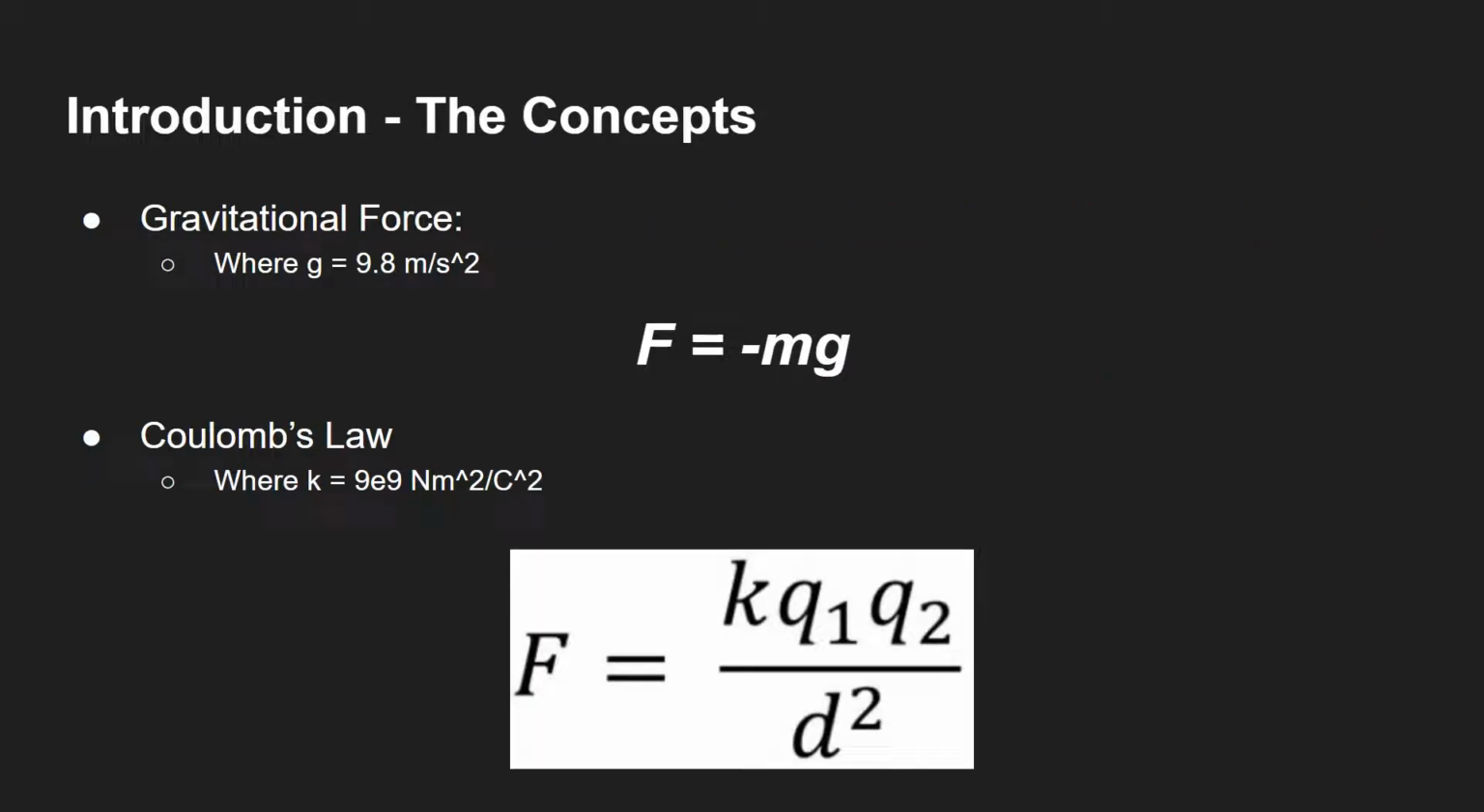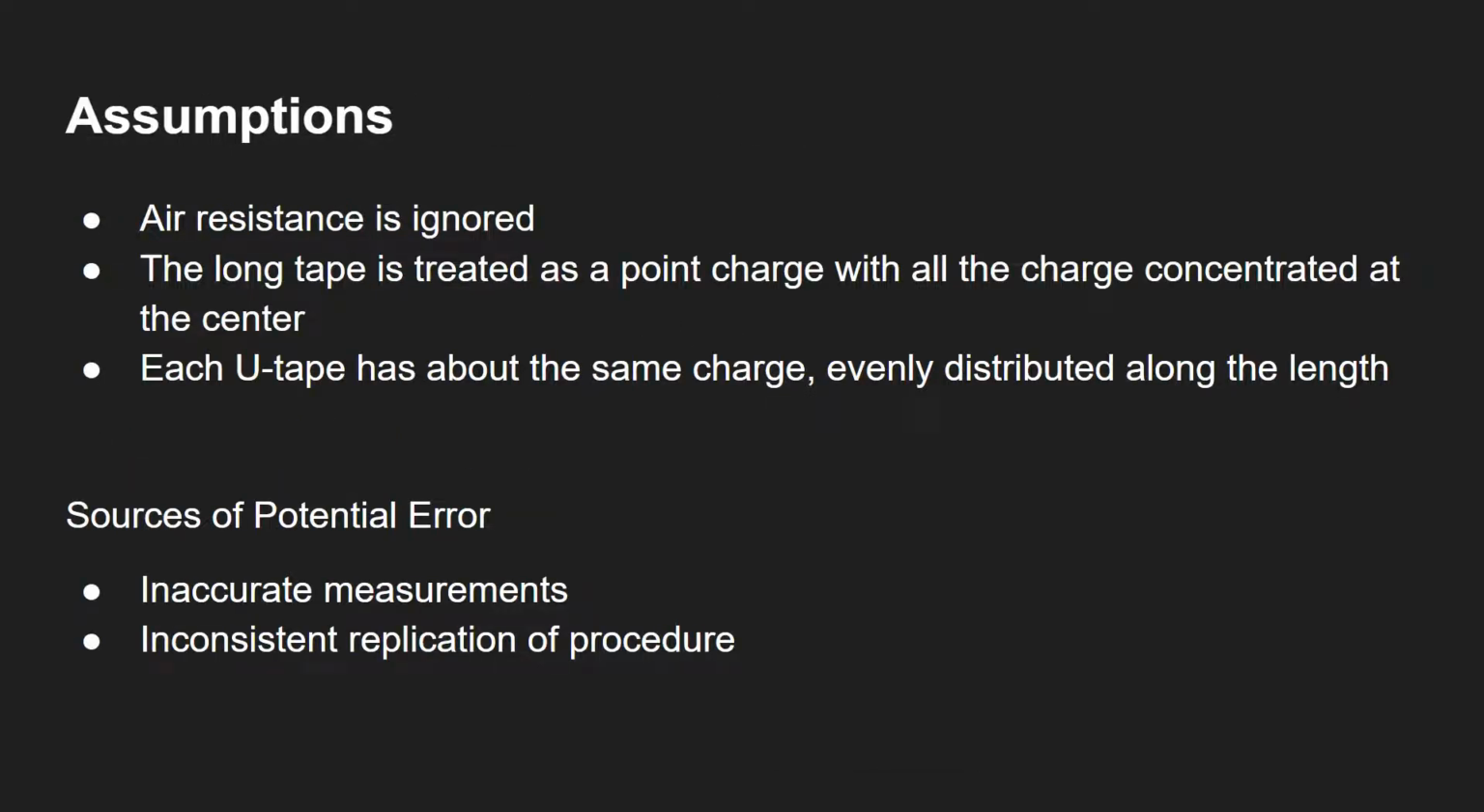Now, two concepts we need to get out of the way. The gravitational force, where F is equal to negative mg, where g is a gravitational constant equal to 9.8 meters per second squared. And then Coulomb's law for electric force, where F is equal to k times two charges divided by the distance squared. And k here is going to be 9 times 10 to the ninth newton meter squared per coulomb squared.